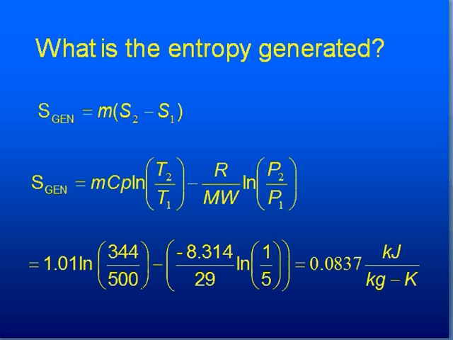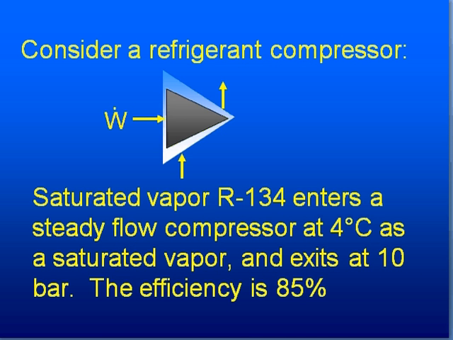Had this been reversible, if we'd put 316 here for the temperature, then we would have gotten 0 for the entropy generated, of course, because that was the reversible and adiabatic case. Here we actually have 0.0837. Looks like a small number. To really compare it to the work, you need to get the irreversibility: multiply it times the temperature.